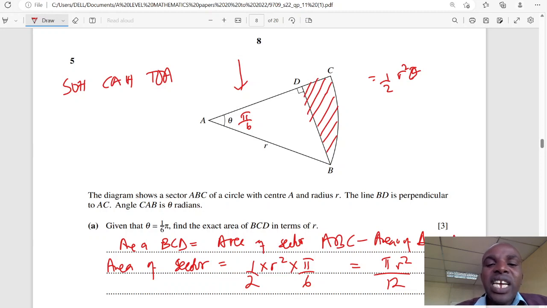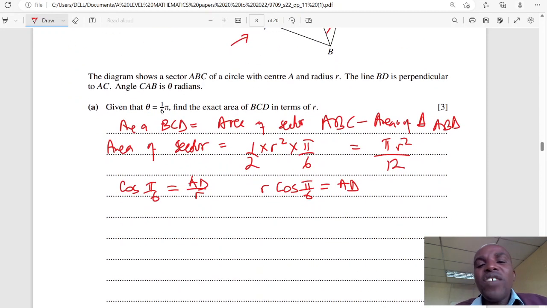Use SOHCAHTOA to find the side AD. It's actually the adjacent, and AB, in terms of R, is the hypotenuse. So adjacent over hypotenuse is cos. So cos pi over 6, that's theta, is equal to AD, the adjacent, over hypotenuse R. Cross multiply, it will be R cos pi over 6 is equal to AD. Right, cos pi over 6. Pi over 6 is what? Is it 30? Cos pi over 6.